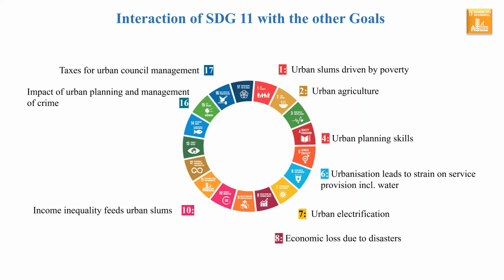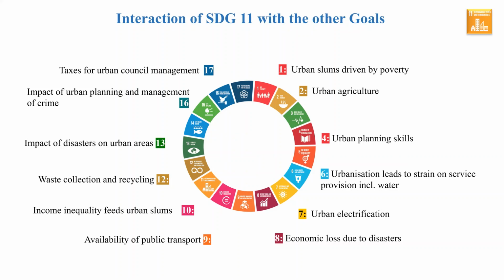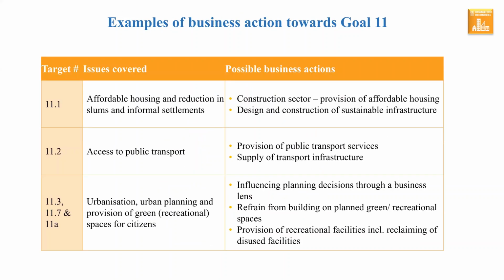If you think about some of these illegal settlements, where are they using the bathroom, for instance, where are they getting water? And of course, all of that then becomes a health hazard. Urban planning and skills around that, under goal number 4. Number 9, public transport, we've spoken about. Waste collection, we've spoken about. Recycling as well. Impact of disasters, health hazards from waste that is not collected, and so on.